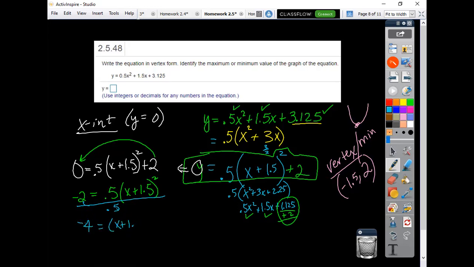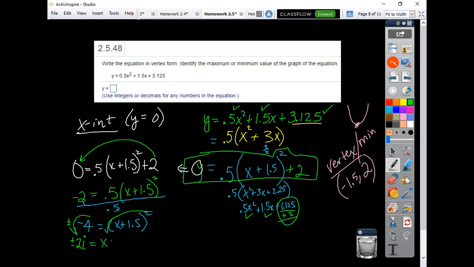Oops, that was negative. And 1.5. Then I got a square root to get rid of that squared. Trying to get x alone, always. Don't forget a plus or minus on that. Negative square root is your i. Square root of 4 is your 2.